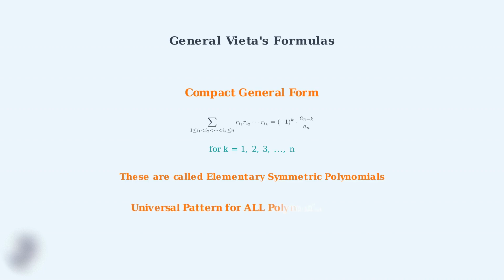The power of this generalization is remarkable. Whether you're working with a quadratic, cubic, quartic, or even higher degree polynomial, these same patterns apply. The alternating signs and coefficient relationships hold universally.